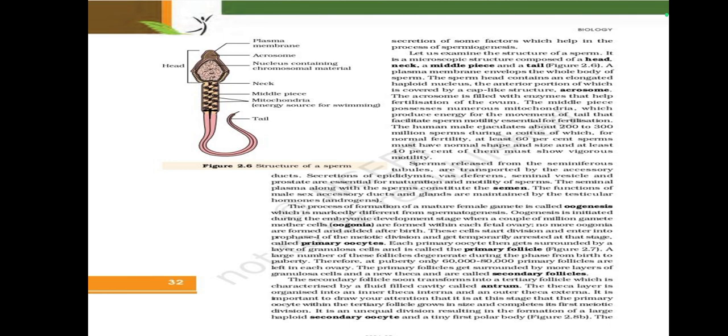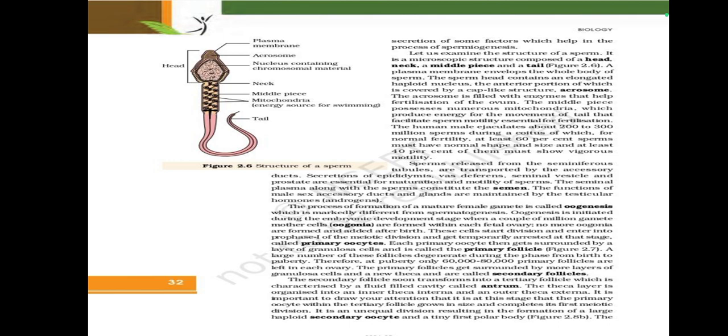Sperms released from the seminiferous tubules are transported by the accessory ducts. Secretions of the epididymis, vas deferens, seminal vesicle, and prostate are essential for maturation and motility of sperms. The seminal plasma, along with the sperms, constitute the semen. Now, the functions of male sex accessory ducts and glands are maintained by the testicular hormones, androgens.